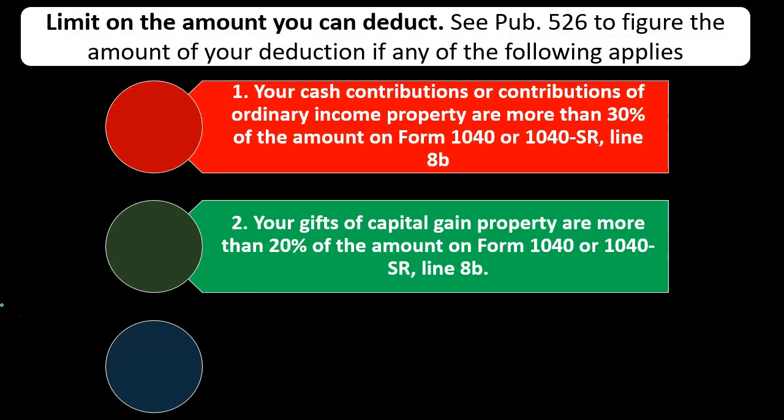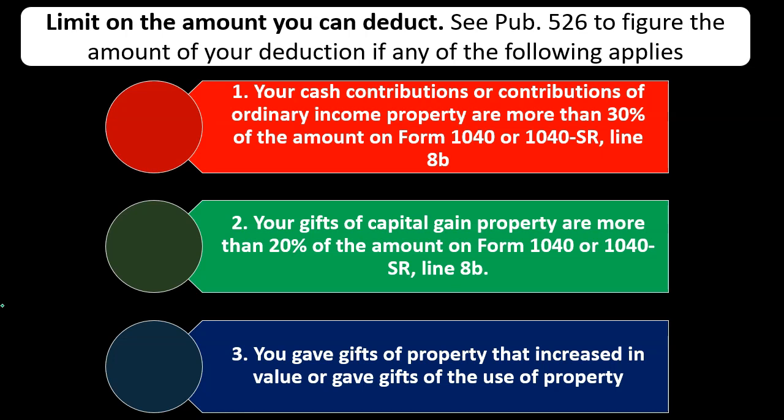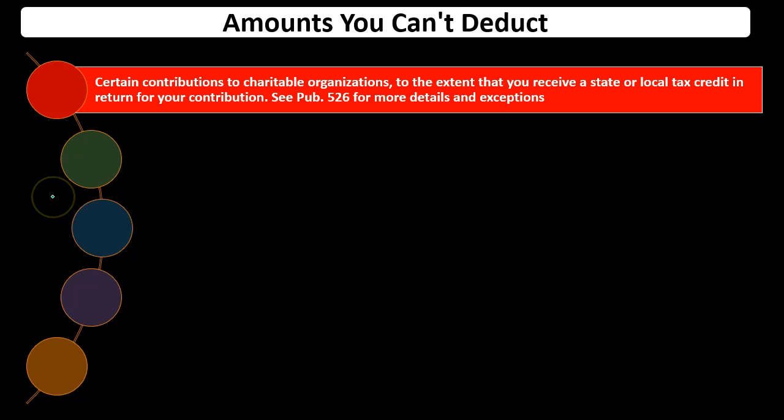Number two, your gifts of capital gains property are more than 20% of the amount on Form 1040, line 8B, which is the AGI. Or number three, you gave gifts of property that increase in value or gave gifts of the use of property. Amounts that you cannot deduct. So these are amounts that you cannot deduct.